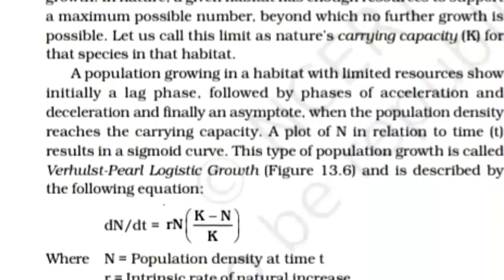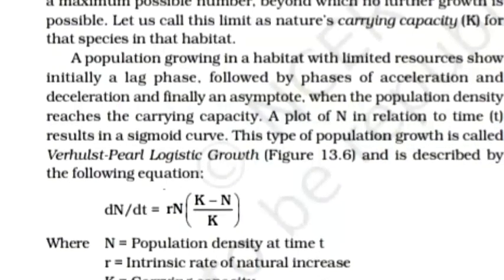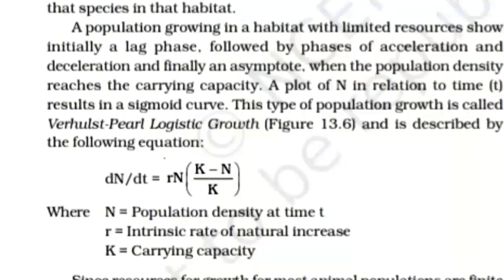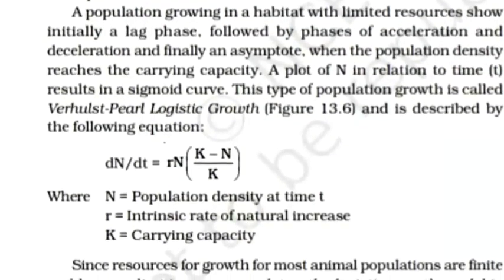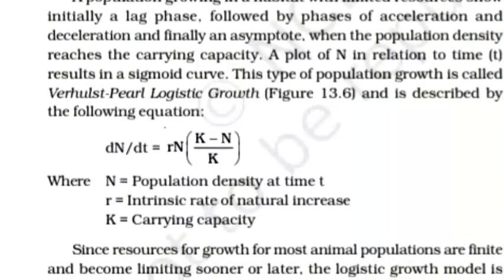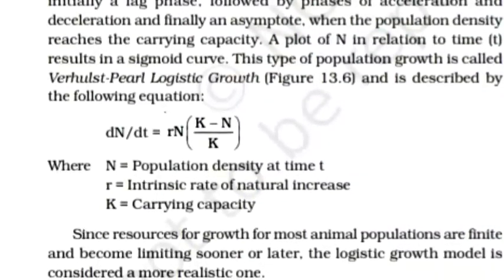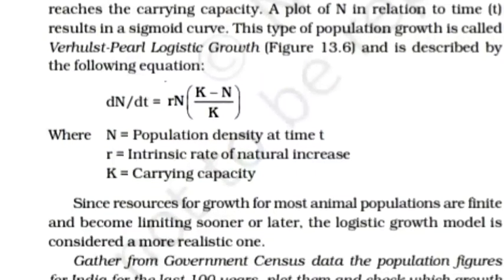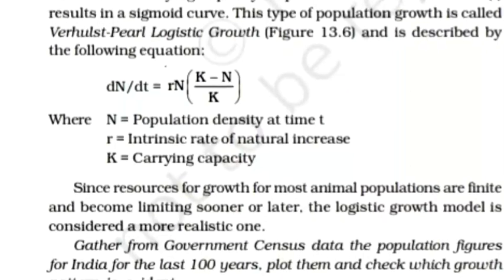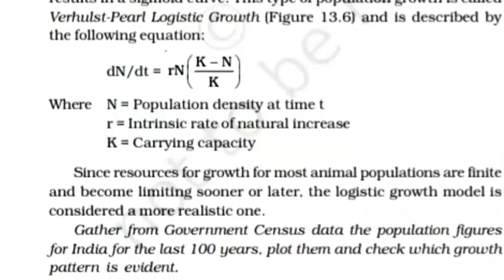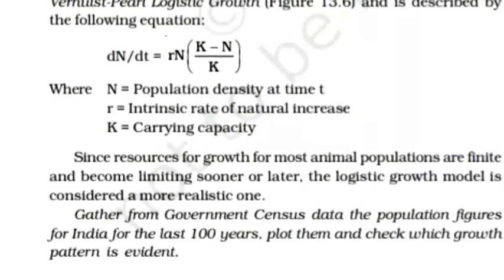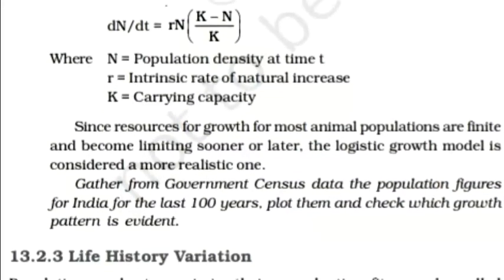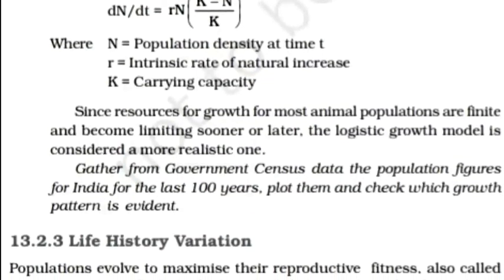A population growing in a habitat with limited resources shows initially a lag phase, followed by phases of acceleration and deceleration, and finally an asymptote. When the population density reaches the carrying capacity, a plot of N in relation to time t results in a sigmoid curve. This type of population growth is called Verhulst-Pearl logistic growth and is described by the following equation: dN/dt equals rN times (K minus N) divided by K, where N equals population density at time t, r equals intrinsic rate of natural increase, and K equals carrying capacity. Since resources for growth for most animal populations are finite and become limited sooner or later, the logistic growth model is considered a more realistic one.